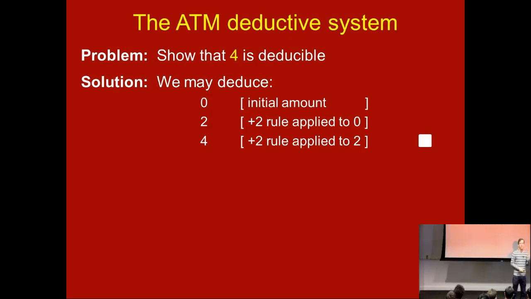So here's like a very, very simple problem. Show that 4 is deducible. Let me not insult your intelligence by asking you to figure this out. Here's a solution to this problem. You can deduce 0, because it's the initial amount. And then you could do +2 to get 2. And you could do +2 to get 4. Okay, here's another one. 7 is deducible. Actually, I said this one verbally earlier. So here's a proof. You can deduce 0, and then 2, and then 7.